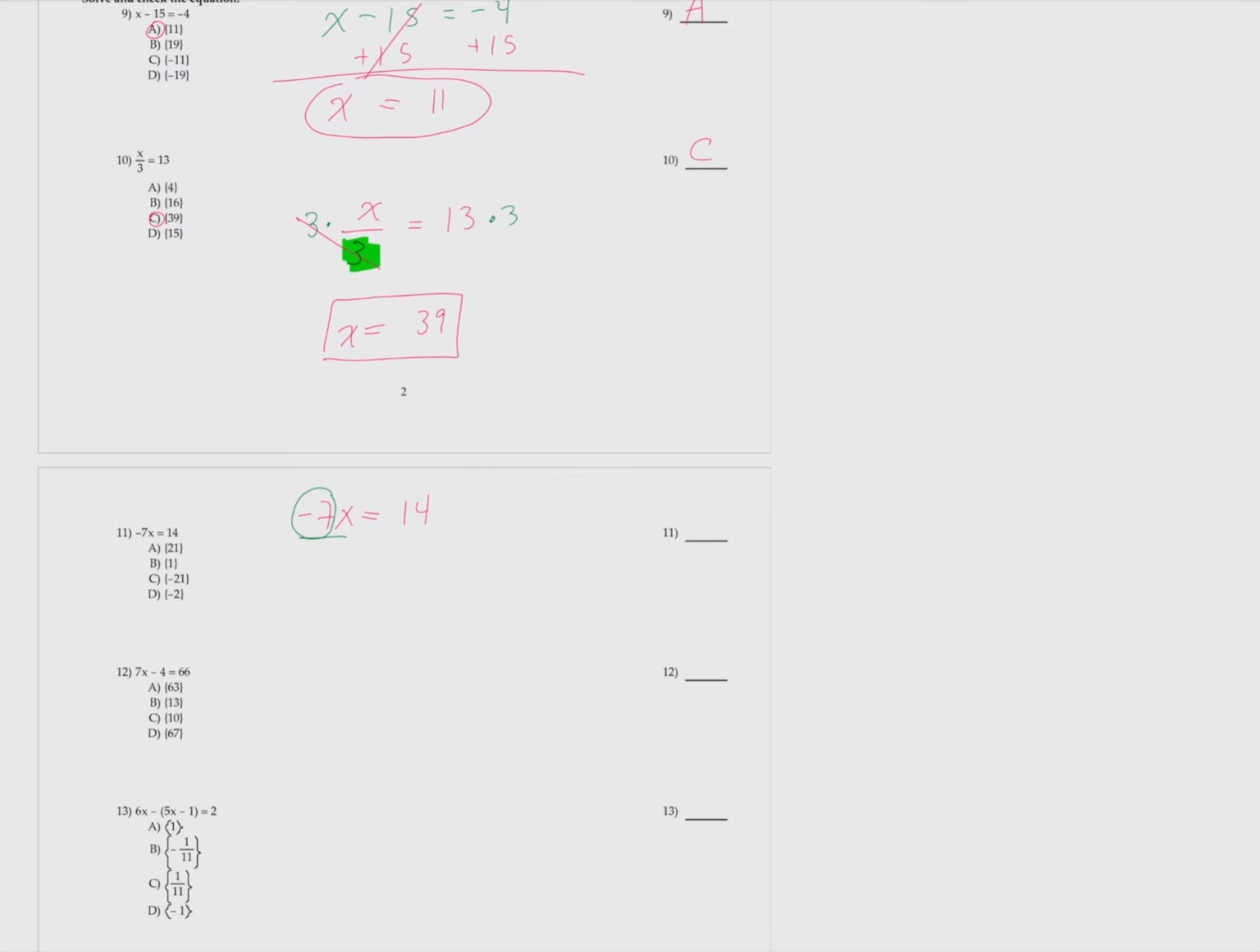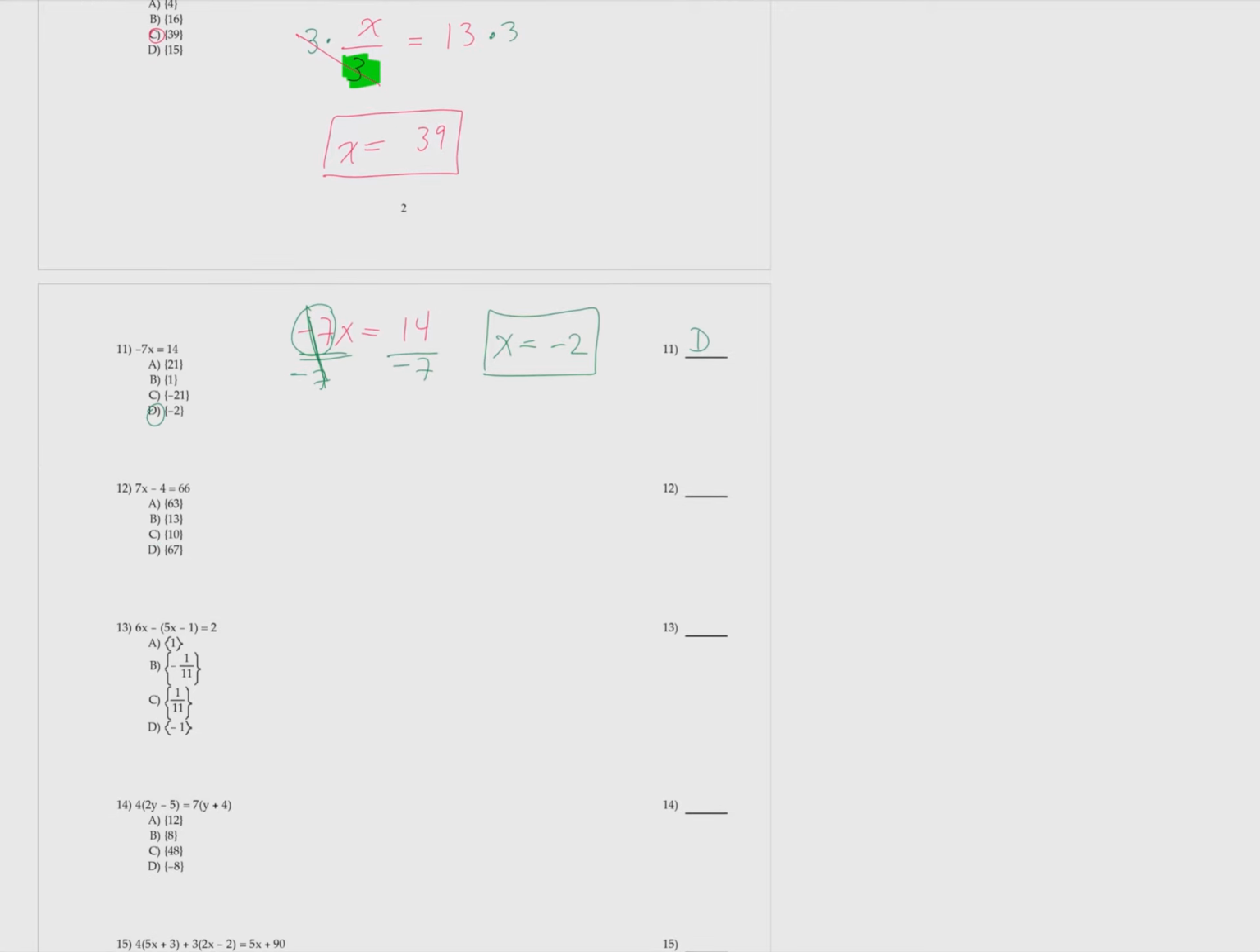So how do you get rid of a multiplication? How do you reverse that? How do you undo it? Well, the opposite of multiplying is division. So we're going to divide both sides by the number we're trying to get rid of. We want to get rid of the negative 7, right? So we have to divide by negative 7. And that's why they cancel. And then you're left with x since it's gone. There's nothing left but x. And then 14 divided by negative 7 is negative 2. And you're done. The answer for 11 is D. See how easy this was?